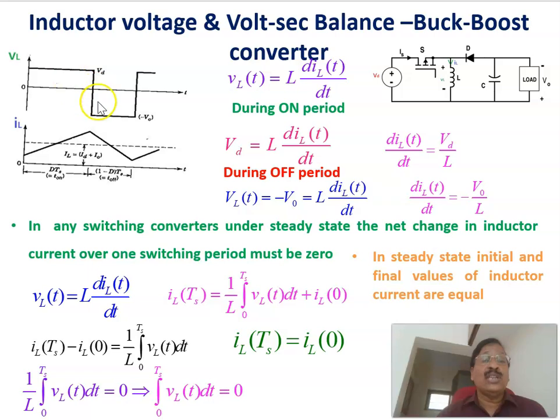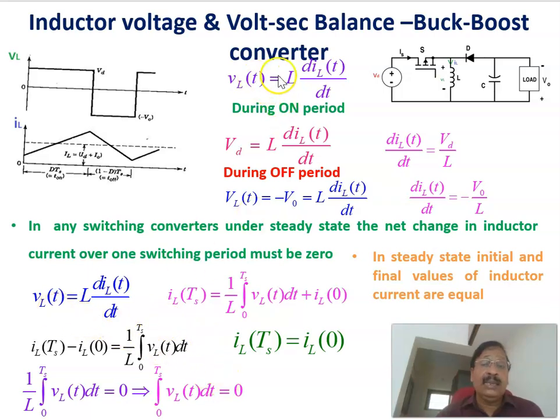Otherwise, that is the volt-second concept, that is, the product of voltage and time, the net area should be equal to 0. Otherwise, net flux will develop and the core gets saturated. In order to obey this, the condition is that the current at 0 should be equal to the current at Ts. We'll see that.